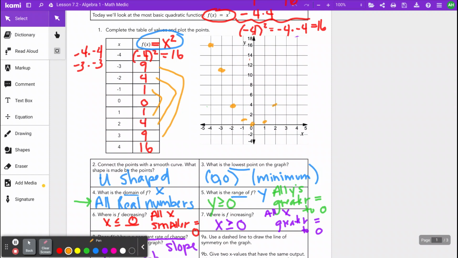I've graphed a lot of parabolas in my life, and so I should be pretty good at graphing these, although I missed that 9 in there. Okay, so here's that. I call it a parabola. We haven't named it yet. Here's that quadratic graph. And it says draw a dashed line through the symmetry of the graph.